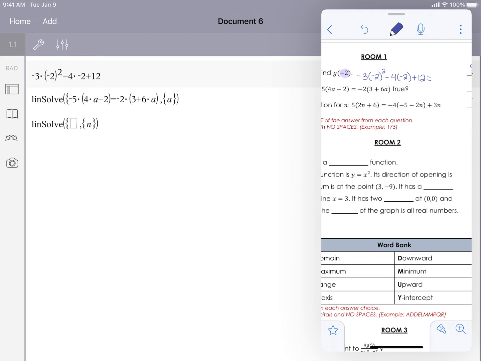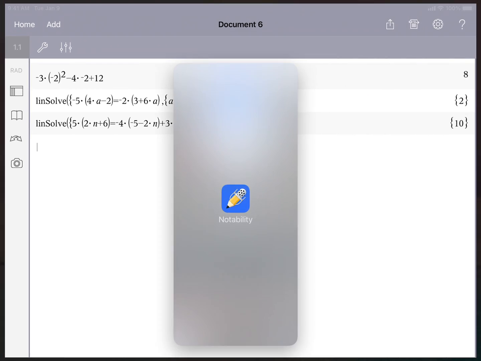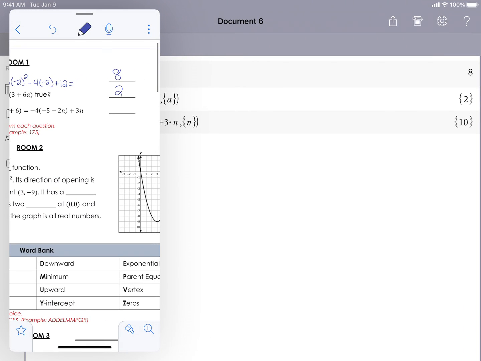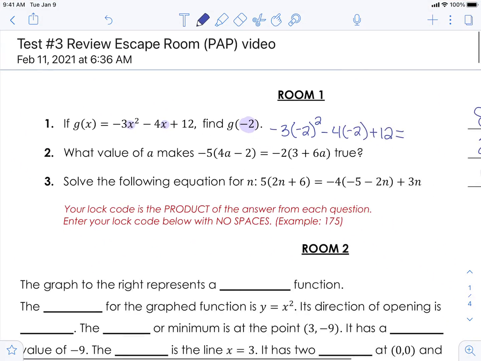One more time, moving my notes over. Now I'm just going to type in that equation. I have 5 times 2n plus 6, close parentheses, equals negative 4 times negative 5 minus 2n, close parentheses, plus 3n. I have it all typed in. Double check, make sure you typed it in correctly. We press enter, and it tells us that our answer is 10. So that's how we would use the calculator for the first 3 questions.